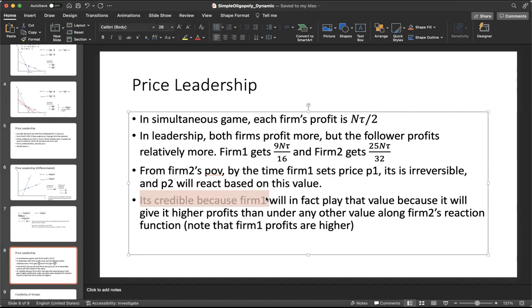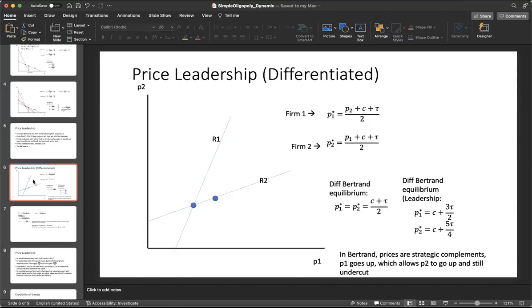So under this one, I am about to say that firm 1's actions here are credible because firm 1 will in fact play that value because it will give it higher profits than under any value along firm 2's reaction function. Okay. So bumalik tayo dito. Ito yung conceptual point. Ito si firm 2's reaction function. And ang sinabi natin, si firm 1 will choose a point along this line.